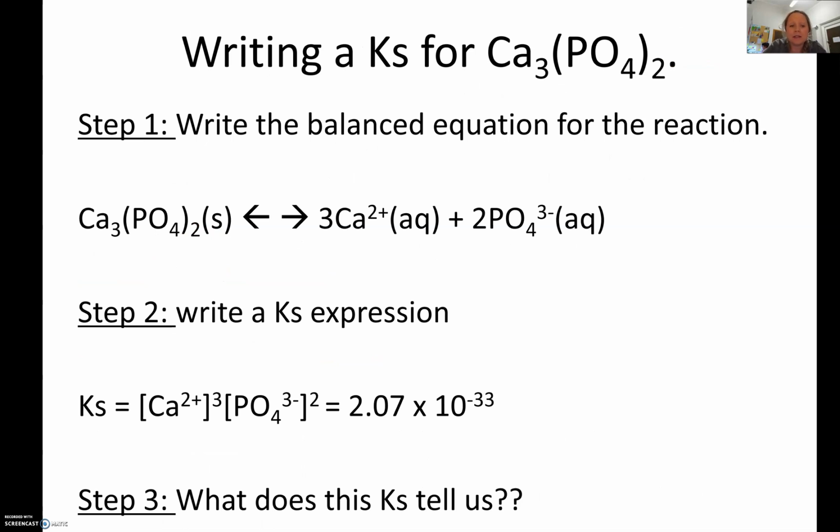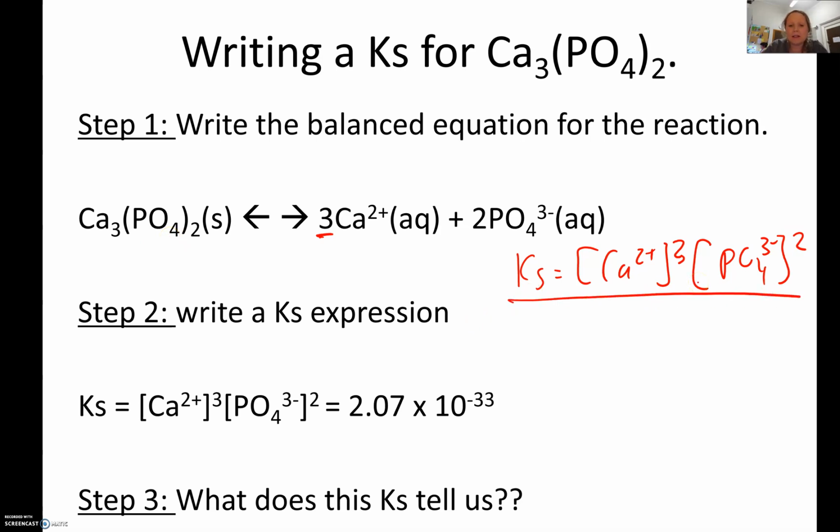So let's go through some examples of actually writing some Ks expressions. You can see here we're going to do Ks equals, and it's going to be [Ca2+] in square brackets cubed, because there's 3, times [PO4 3-] squared, and we don't divide by anything because it's a solid. Okay, so this is what it looks like. I hope that makes sense.